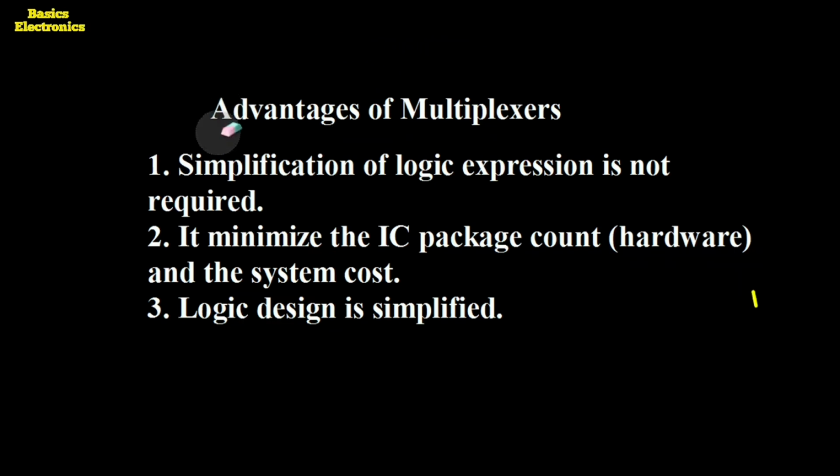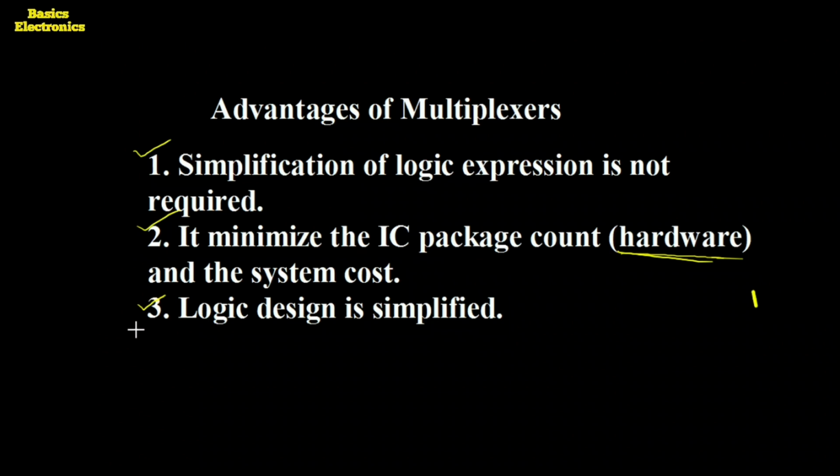If we use the multiplexer to implement the logical expression, then the IC package count gets reduced. It means the hardware of the complete logic circuit is reduced, and if the hardware is reduced, the system cost also gets reduced. This is the second advantage. The first is that simplification of the logic expression is not required. The second is that it minimizes the IC package count, and due to this the system cost also reduces. The third is that the logic design is very simple, meaning there are no complications in designing the logical equation.